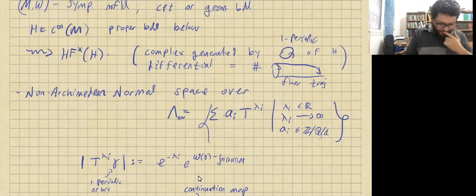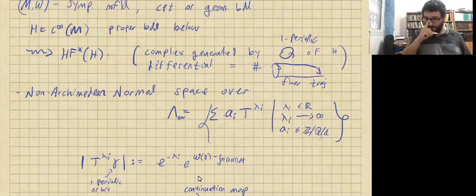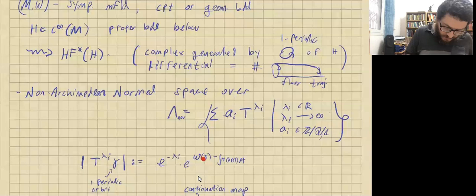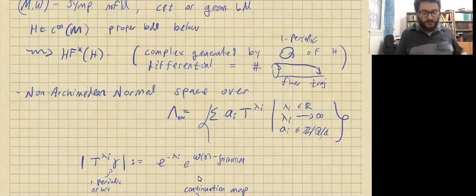So the norm at the level of the chain complex: we have a periodic orbit and we multiply it by some element of the Novikov ring. Then the norm is e to the minus lambda_i times e to the action functional. So it has a symplectic area term and a Hamiltonian term. What you should remember is that the larger we make lambda, the smaller the norm. The larger the value of the Hamiltonian along the periodic orbit, again the smaller the norm. But then there's this term, which I'm not really explaining, that has something to do with the length of the periodic orbit. The longer the periodic orbit, the bigger the norm.